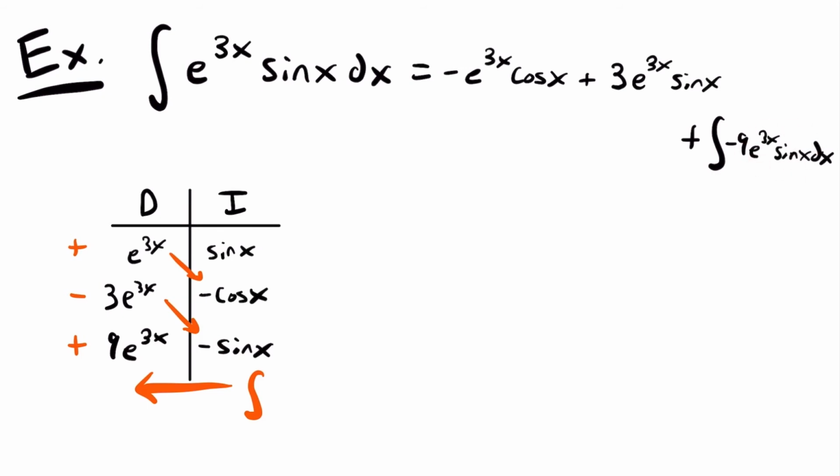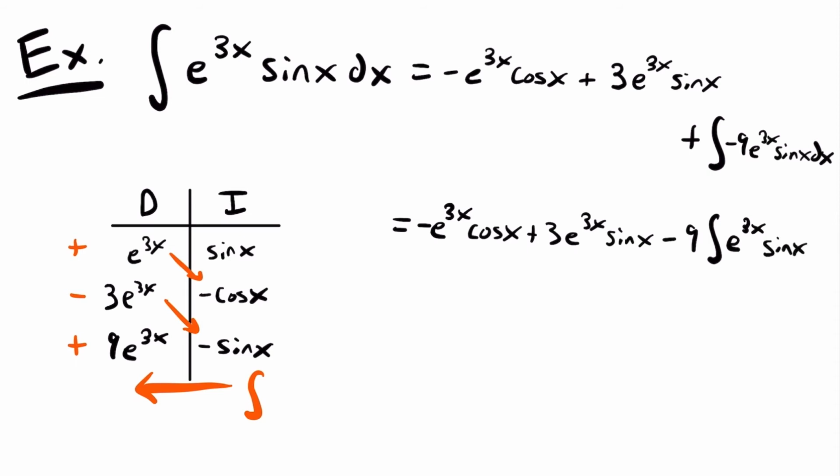All right, and so then that's going to allow for something very nice to happen. But before we can look at that, let's first simplify a little bit. Let's pull this negative 9 to the outside of the integral. So we'll have that this is equal to negative e to the power of 3x times cosine x plus 3 times e to the power of 3x times sine x minus 9 times the integral of e to the power of 3x times sine of x dx.